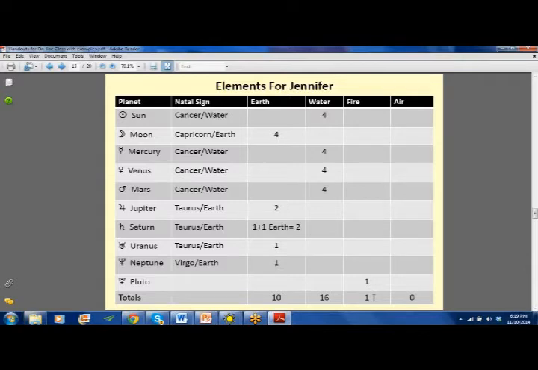So I don't know why she thought she got 3 points of fire, but anyway, this is what I came up with for her. So 10 points of earth, 16 points of water, 1 point of fire, and no points of air. And her question was that the lack of air doesn't match her life because in her career and personal experience, her greatest successes have been in air activities as an academic with a PhD in psychology, clinical hypnosis, a teacher, psychologist, radio presenter, workshop presenter, all of which are based on communication skills.